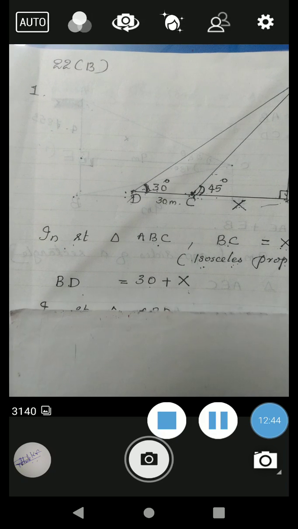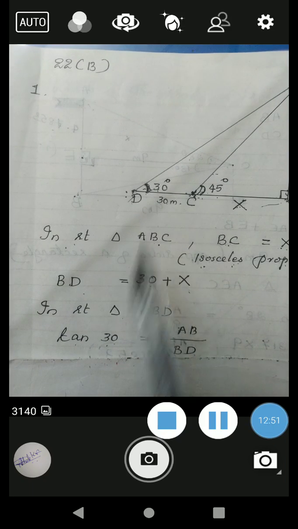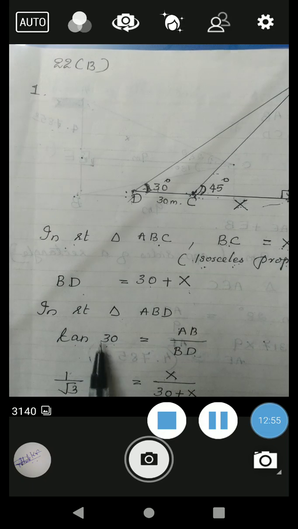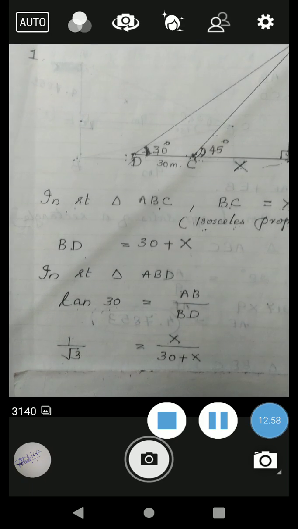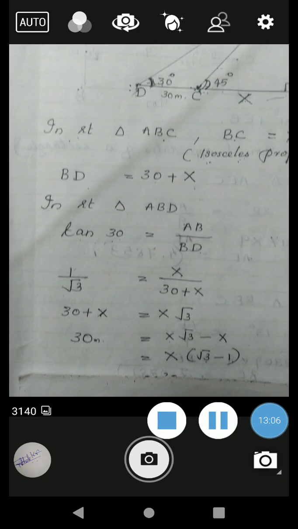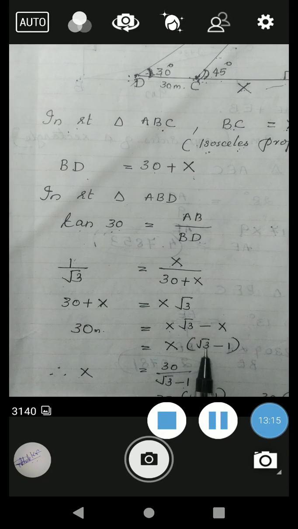Now consider that right triangle ABD. Tan 30 is equal to, we can choose tan 30 is equal to AB by BD. Substitute values. Tan 30 is 1 by root 3, which is equal to x by 30 plus x. Cross multiply and you will get, you can see the steps. At this stage, x is equal to 30 divided by root 3 minus 1.